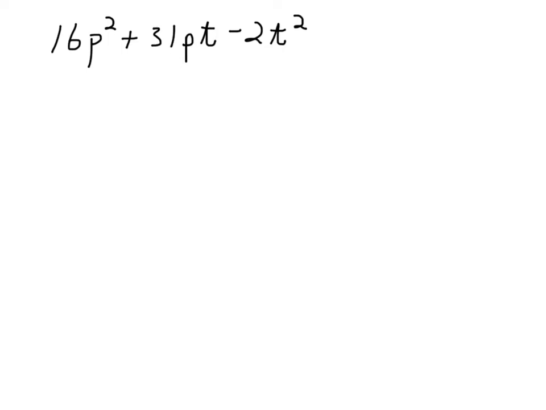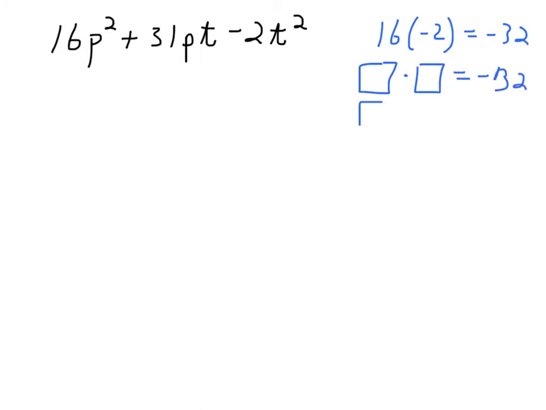Now let's try one that has two variables, a p and a t in this case. We're really going to just do this the same way though. So we'll start by taking the 16 times the negative 2. We'll do this over on the side. So 16 times negative 2 would be negative 32. And then we need to find two numbers that multiply out to equal negative 32. And those same two numbers have to add up to equal this middle coefficient, positive 31.